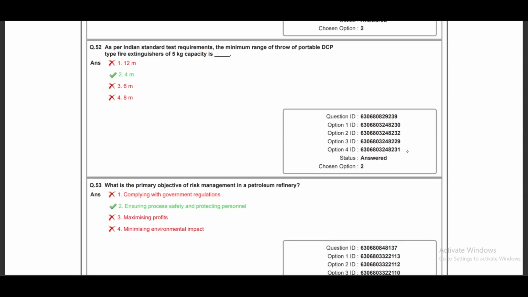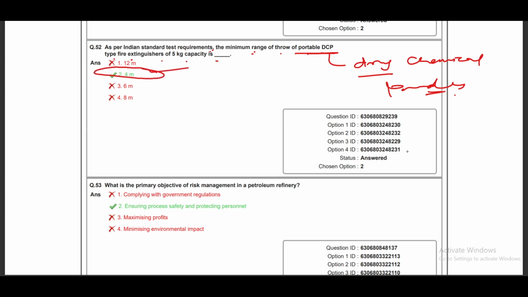As per Indian standard test requirements, what is the minimum range of throw of portable DCP? DCP means dry chemical powder. As per Indian standard test requirement, the minimum range of throw of portable dry chemical powder type fire extinguishers of 5 kg capacity is 4 meters. So 4 meter is the correct answer.